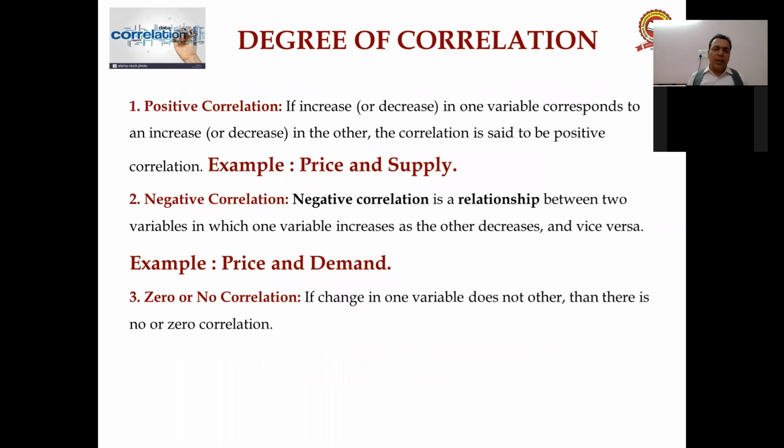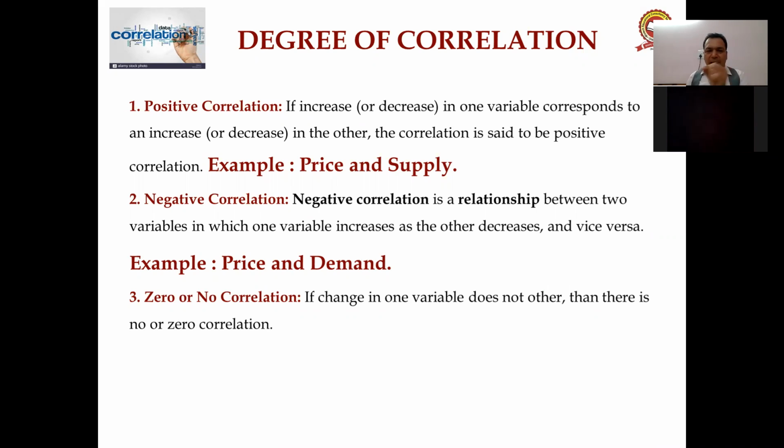Now we talk about the degree of correlation. Under the degree of correlation, the correlation can be a positive correlation, a negative correlation, or zero correlation. Here we have to understand these three degrees of correlation. This is the important one. First is positive correlation. What is a positive correlation? I will explain with the help of an example.